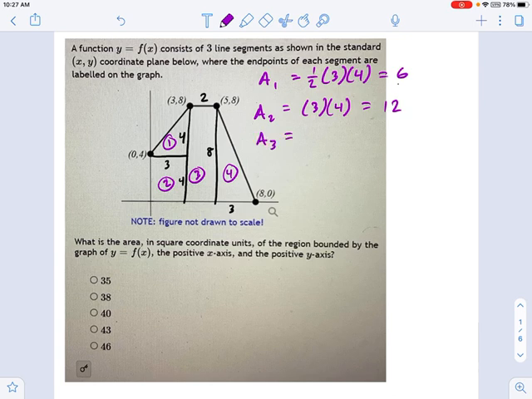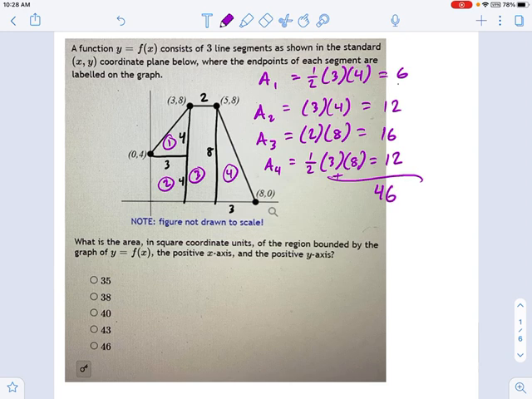Area 3, that's the really tall rectangle, is a width of 2, that's the base, times a height of 8. So that makes 16. And area 4, it's another triangle, so that's 1/2 base times height. The base is 3, the height on this one is 8. So I've got, looks like another 12. Add them all up. What do we get? 12, 24, 30, 46, I think.